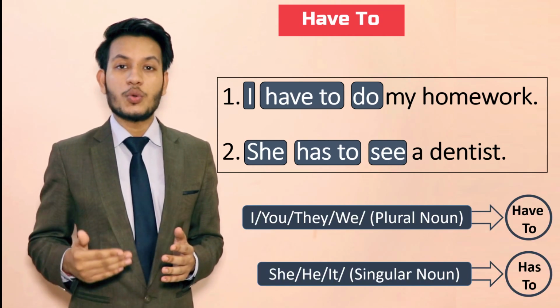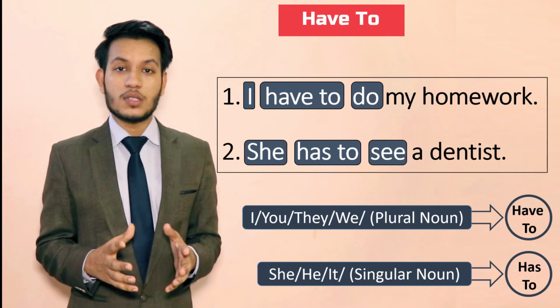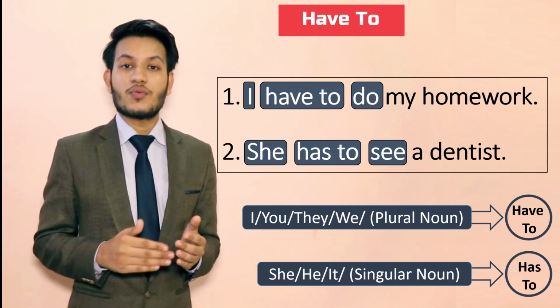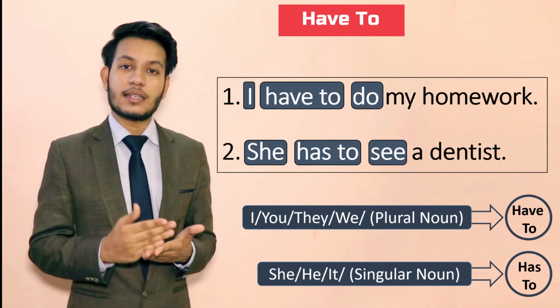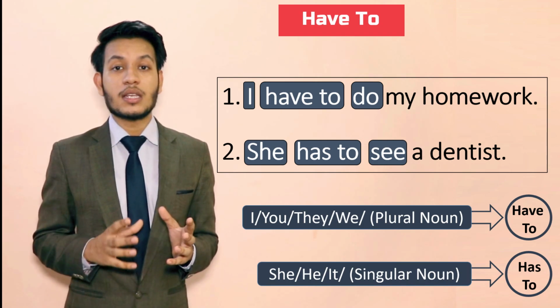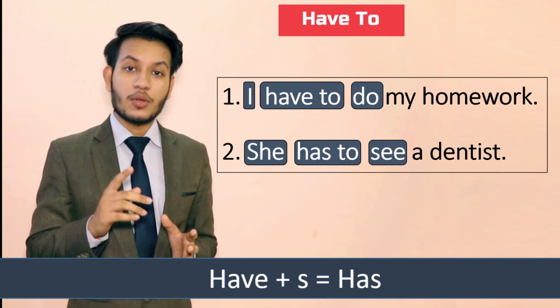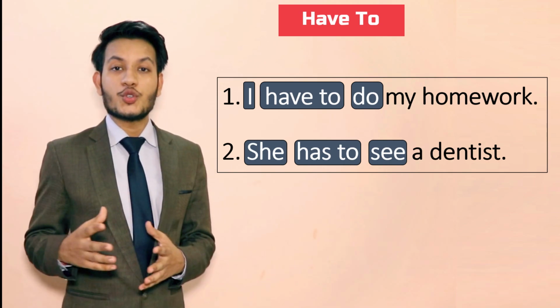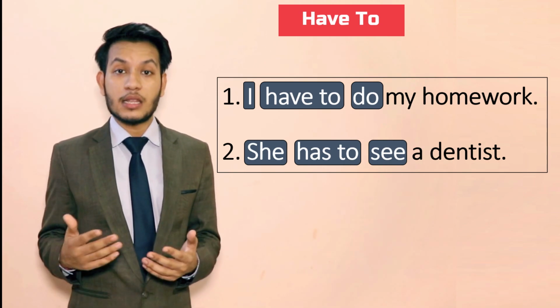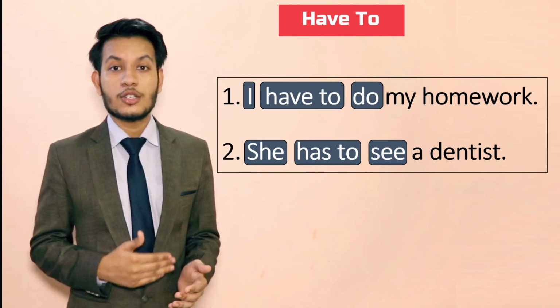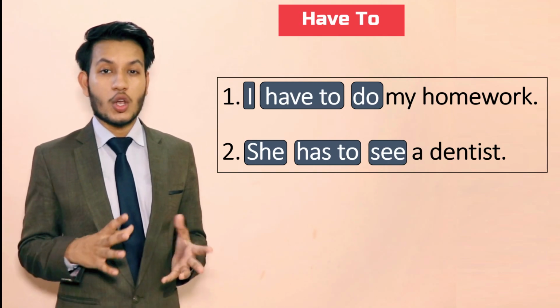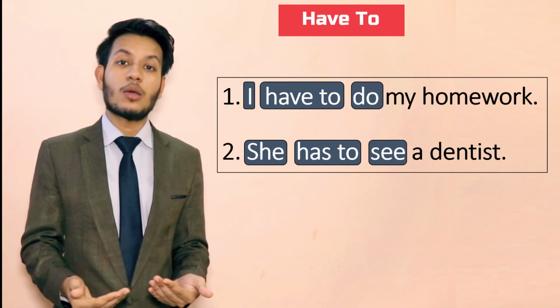With I, you, they, we and plural nouns, we use have to, and with she, he and it and singular nouns, we use has to. Have plus s becomes has. That you need to keep in mind. I have to do my homework यानी करना पड़ता है, मजा नहीं आता है. She has to see a dentist. Choice नहीं है, health issue है, जाना ही होगा.